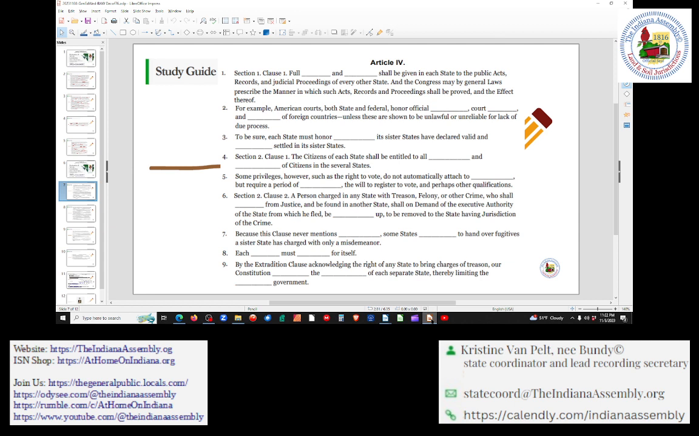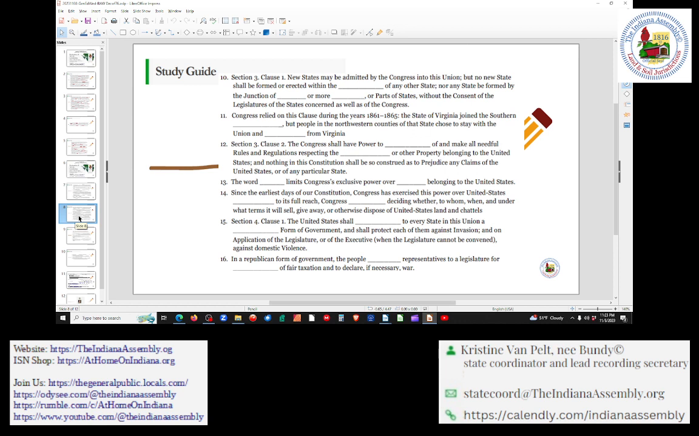Number 8. Each blank must blank for itself. Number 9. By the extradition clause acknowledging the right of any state to bring charges of treason, our Constitution blank the blank of each separate state, thereby limiting the blank government.